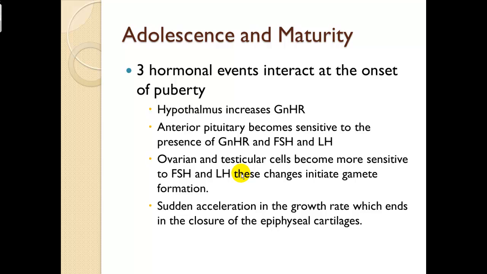Adolescence and maturity, 3 hormonal events interact with the onset of puberty. The hypothalamus increases gonadotropin releasing hormone. Anterior pituitary becomes sensitive to the presence of gonadotropin releasing hormone and releases follicle stimulating hormone and luteinizing hormone. Ovarian and testicular cells become more sensitive to FSH and LH. These changes initiate gamete formation, or the production of either the ovum or the spermatocyte or spermatid.